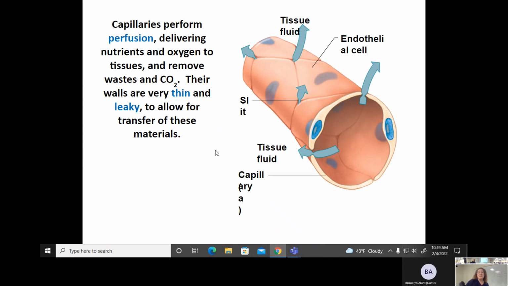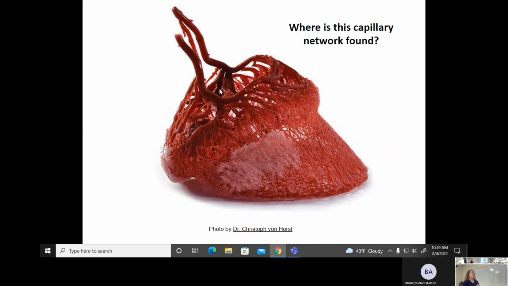Because the cells depend on the capillary to bring nutrients and oxygen and to take away waste and CO2, they've got to be close together. This is a capillary network in an animal, not a person. What is it?